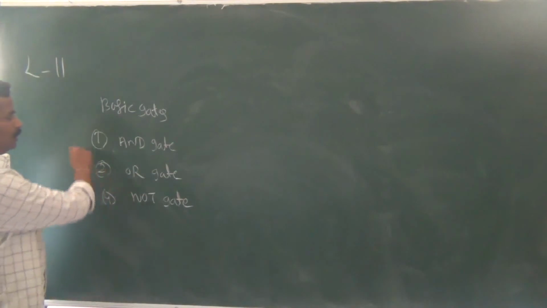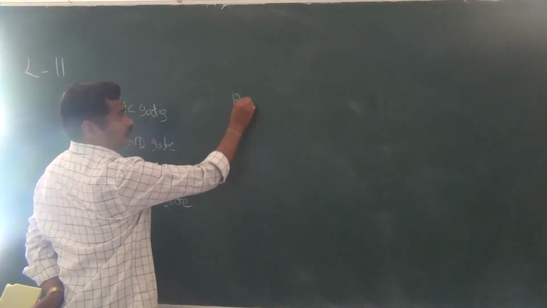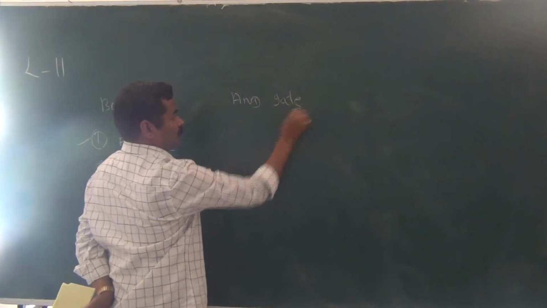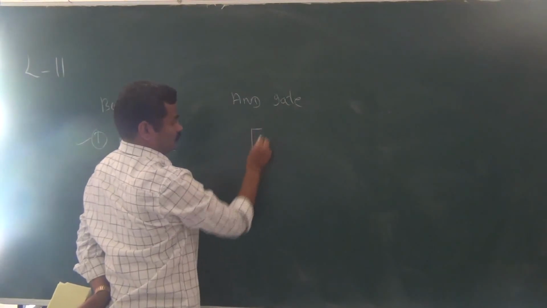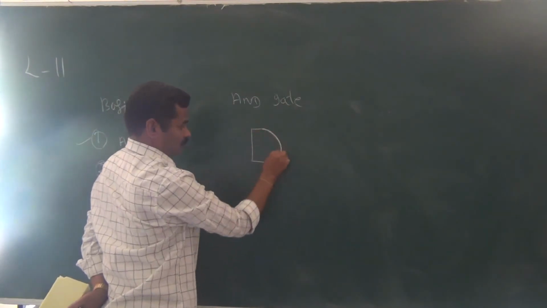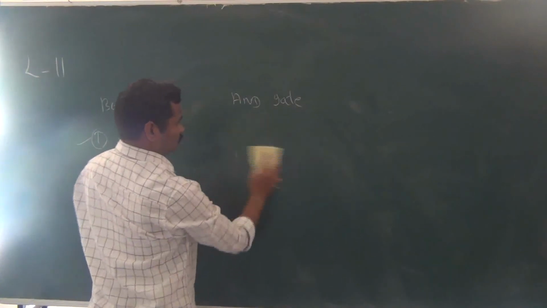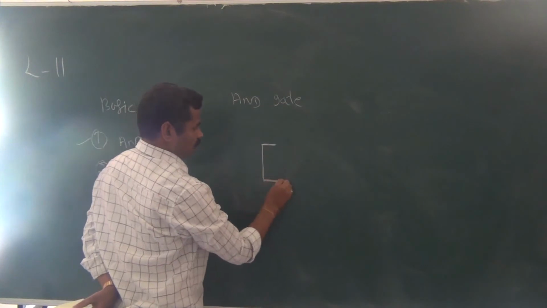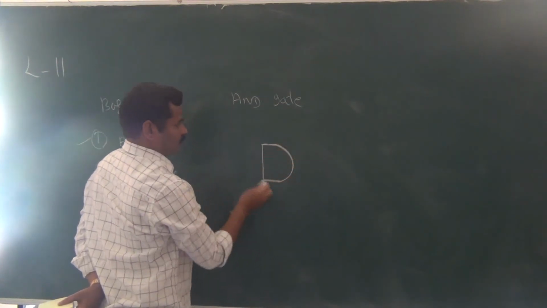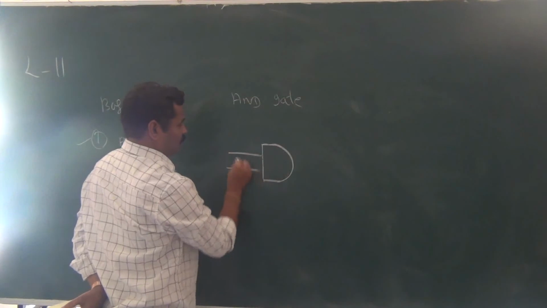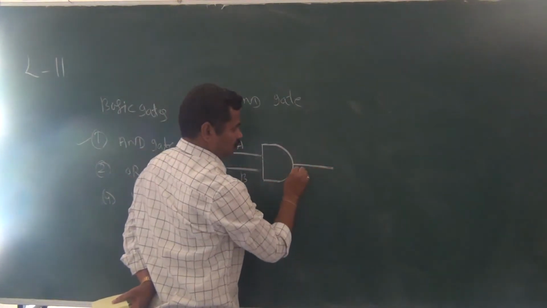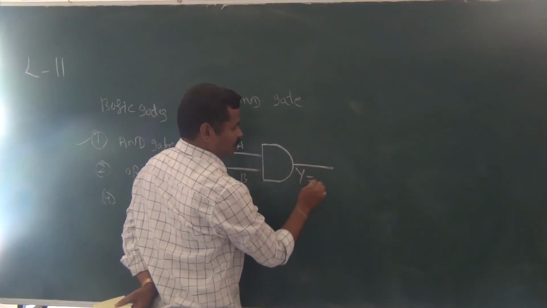Let us go first to the AND gate. What is an AND gate? Look here, this is the symbol of the AND gate. It has 2 inputs, A and B, and there is a Y output. The output is A dot B.